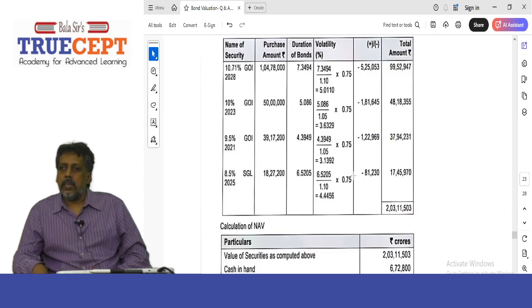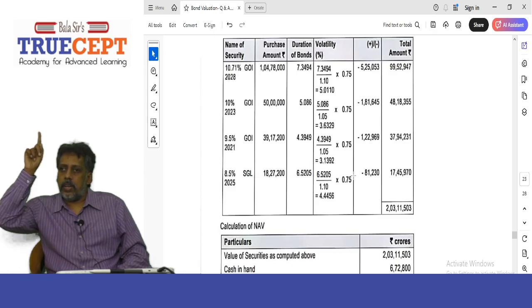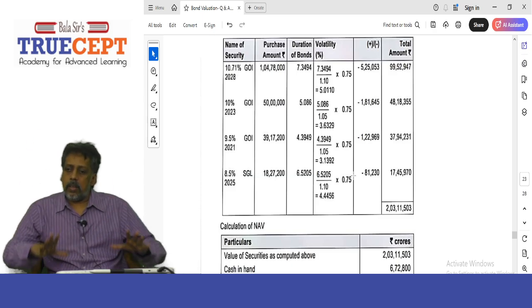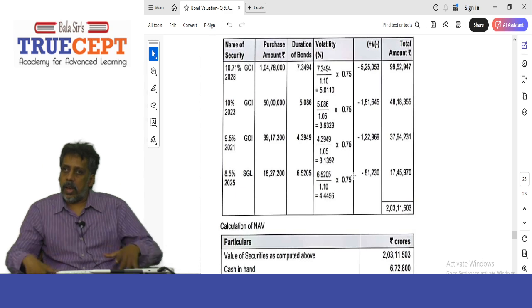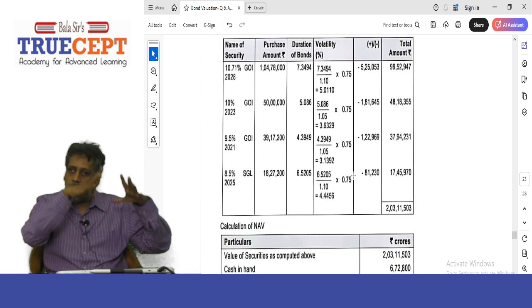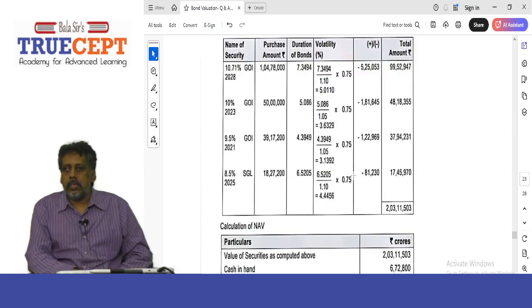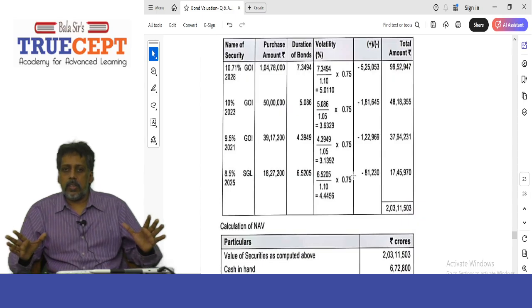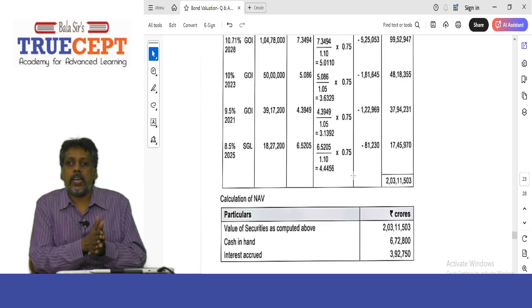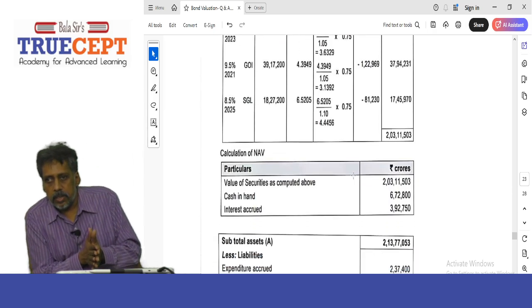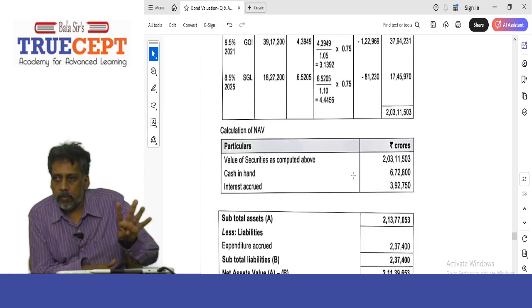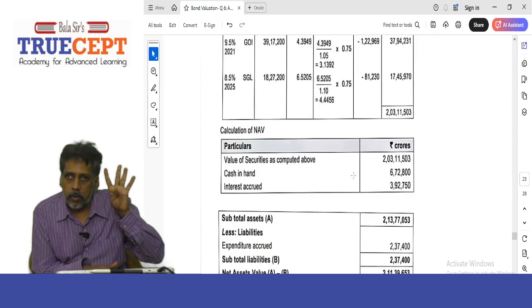That's it. Now please make a total of the last column. That is supposed to be the market value of all the 4 bonds held by the fund. Is that fine? 2,03,11,500. Basically, that is the asset side of the fund balance sheet, right? These are the 4 investments they have, and you got the market value of those 4 investments.